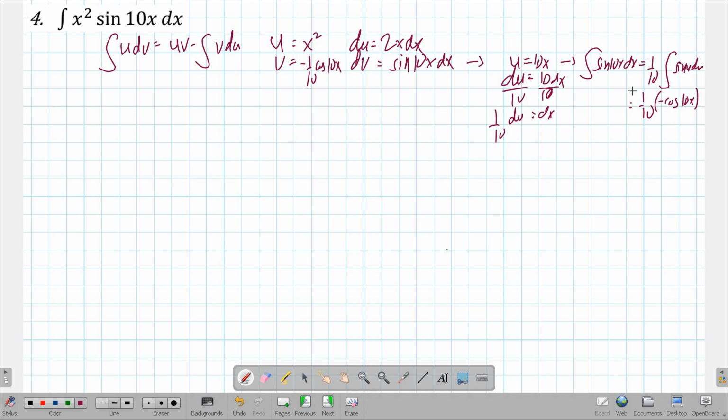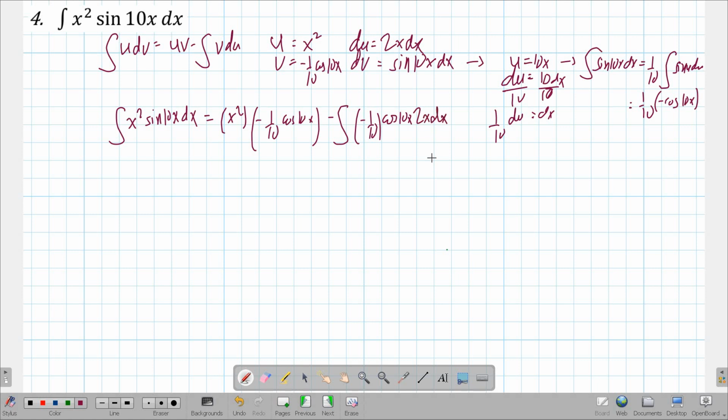There. I wish I would place a plus c here, but what we're looking at is actually b. So therefore, the integral of x squared sine 10x dx here would equal x squared times negative 1 over 10 cosine 10x, that's uv, minus the integral of v, that's negative 1 over 10 cosine 10x, times du, that's 2x dx. So in this specific case, let's rewrite stuff.